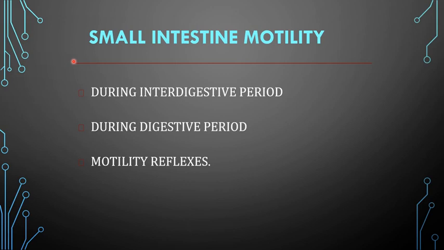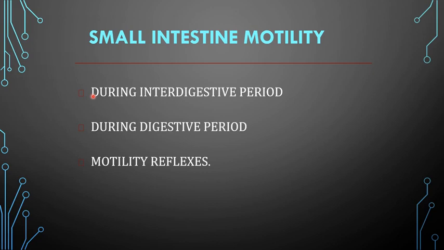Now specifically we will see the small intestinal motility. We can divide the small intestinal motility into 3 parts. The first one is during the interdigestive period, that is between the digestion time. After lunch there will be digestion taking place, and after that there will be some time for the gastrointestinal tract till the next arrival of food.